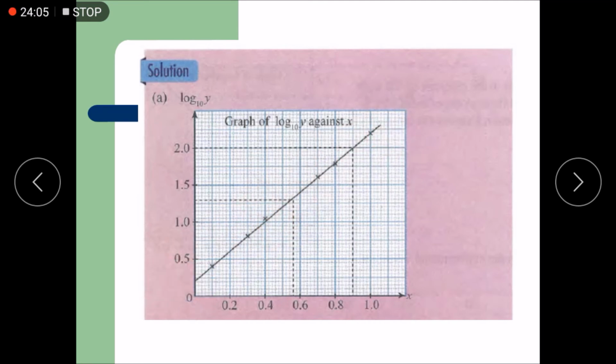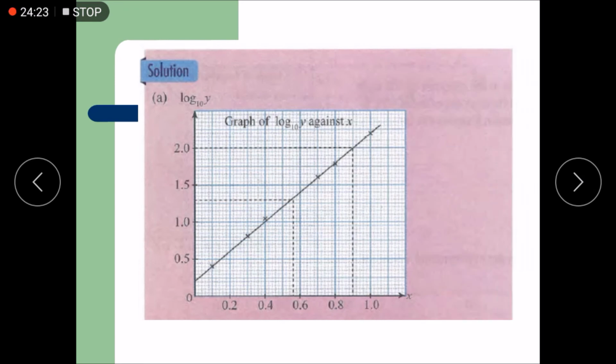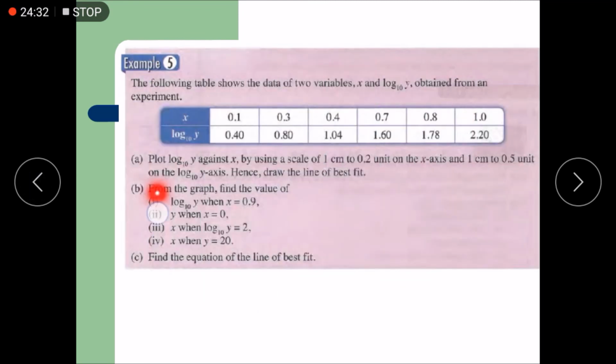After you have drawn the line of best fit, you see there is a dotted line. This dotted line is not for question A. Question A is to plot. But for question B, they want you to find the value. So when you find the value from the graph, you must use the dotted line. Make sure you do the dotted line.